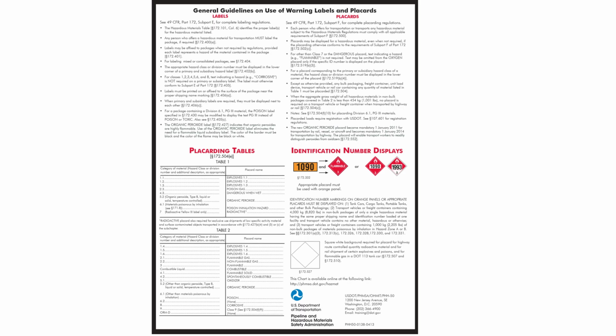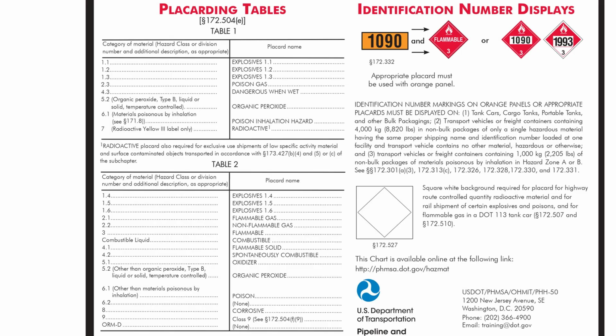If you take the number away and you just have a flammable placard with no number, that is a non-bulk placard. Now we're going to get into table 1 and table 2 here in just a little bit, so we're going to skip over that. Actually, we can talk about it right here.